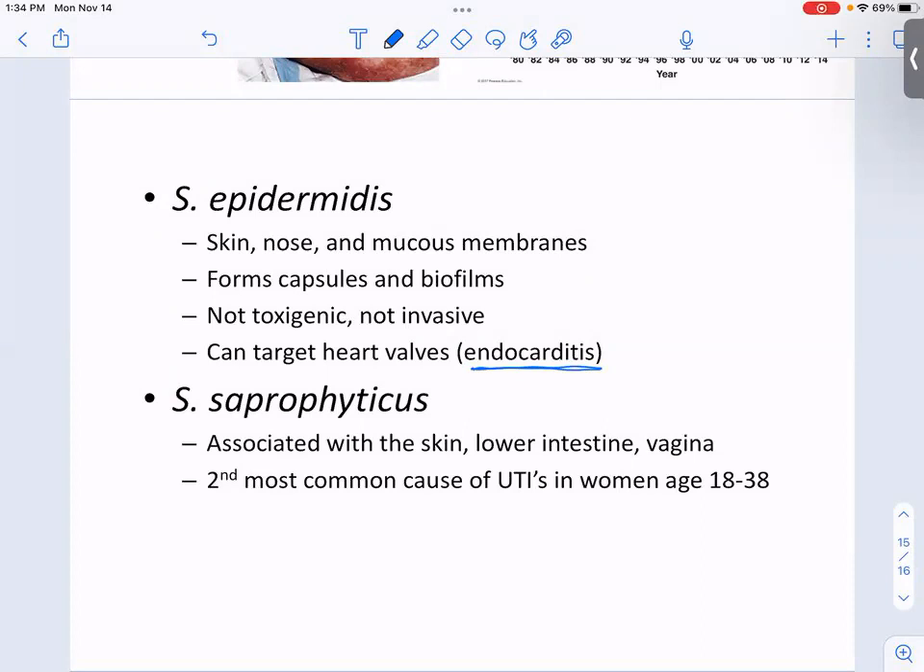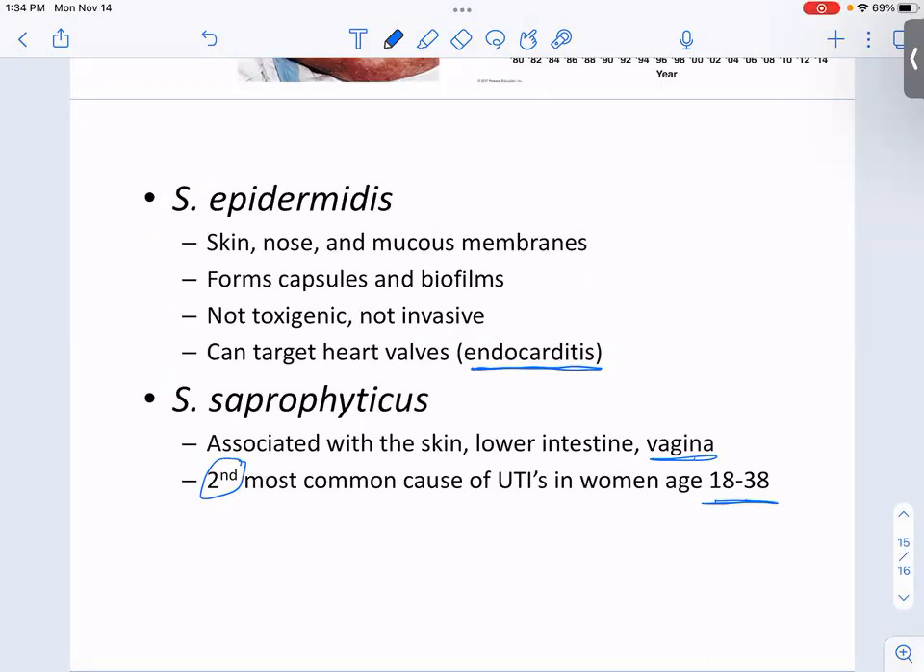And then Staph saprophyticus is, again, normal microbiota, vaginally is where sometimes it causes problems. There's potential to cause urinary tract infections, more likely in women between the ages of 18 and 38. Why younger women? Because usually when women are older than that, they've already had an infection by Strep agalactiae and they'll have some resistance to it. So again, one of the more common causes of urinary tract infections. Lots of organisms can cause urinary tract infections.